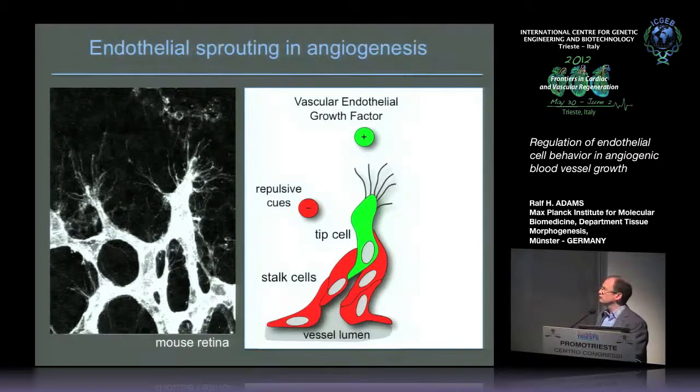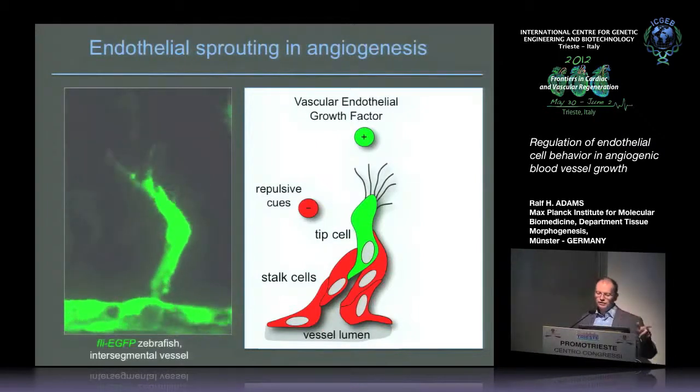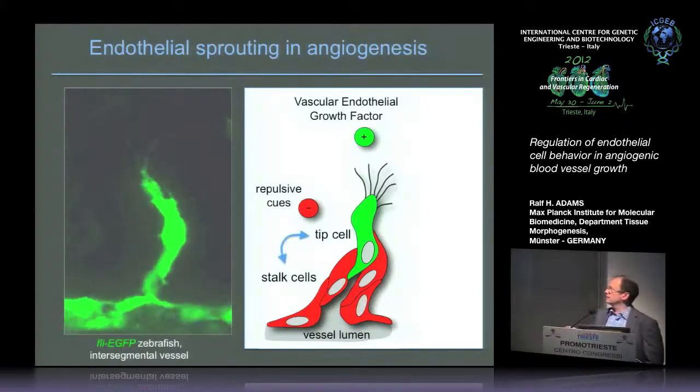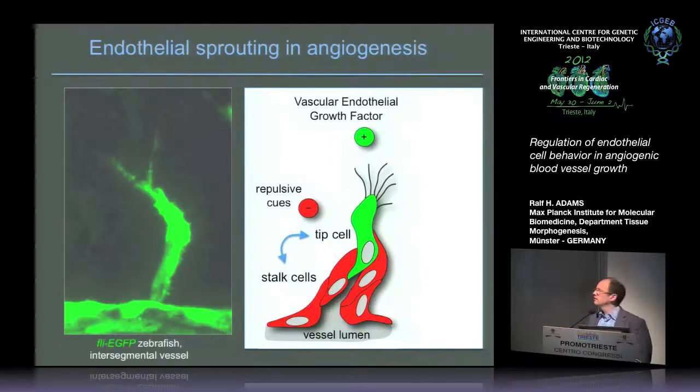So if you look, for instance, here in the zebrafish intersegmental vessel, you can see the dynamic extension of filopodia. I hope you can see that also in the back, filopodia that are stretched out, and they are pulled back in a highly dynamic fashion. And also the tip and stalk cells are shuffling and competing for the tip cell position. So these are by no means fixed fates, but there's actually a very dynamic switching of these positions.